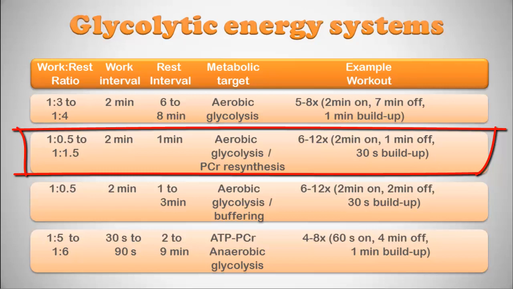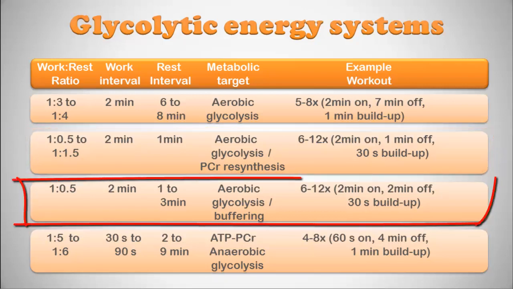Another type of workout you can do in this area, 1 to 0.5 to 1 to 1.5 is a work to rest ratio. Your work interval is also going to be 2 minutes, except you're only going to have 1 minute off now. So you're going to have a lot of buildup of metabolites, and it's going to be a pretty painful workout. This workout is going to target a combination of aerobic glycolysis and phosphocreatine resynthesis, which is pretty important in MMA. Typical workout, 6 to 12 times, 2 minutes on, 1 minute off, 30 seconds build up.